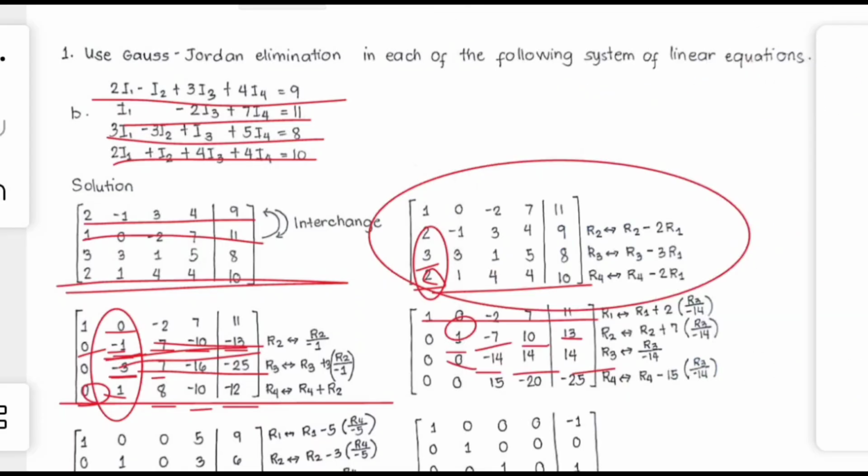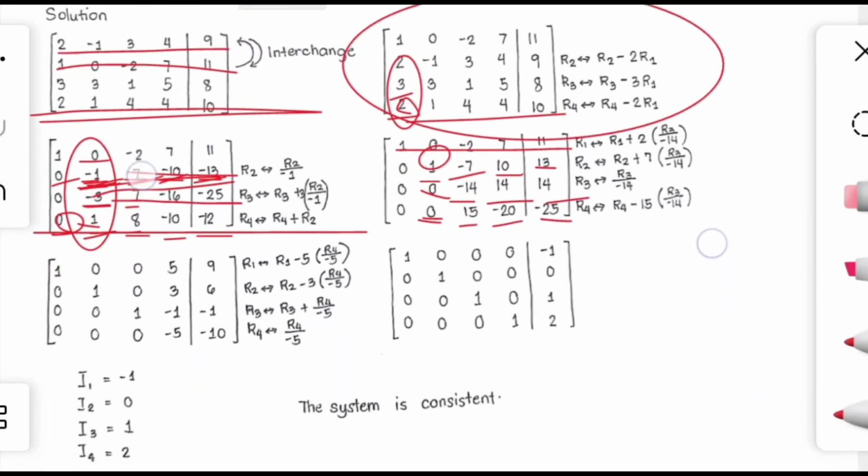Okay, so next one is for the row 4. So for this one to be 0 here, we have to add row 4 and row 2. As you can see here, the row 2 in here is negative 1. So 1 plus negative 1 is equals to 0. And then follow the 8, negative 10, and 12, negative 12. So we get 15, negative 20, and negative 25, as it will be added to the row 2 here, which is the 7, the negative 10, the negative 13.